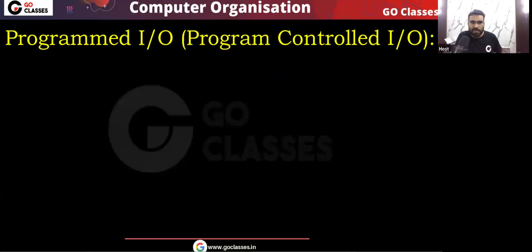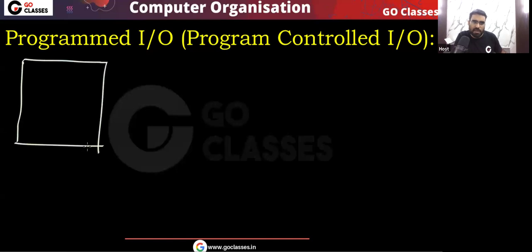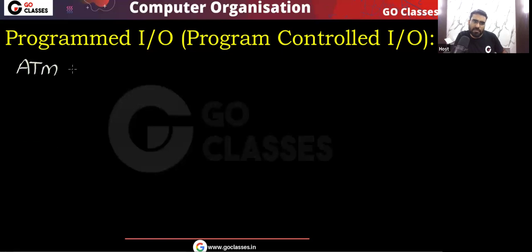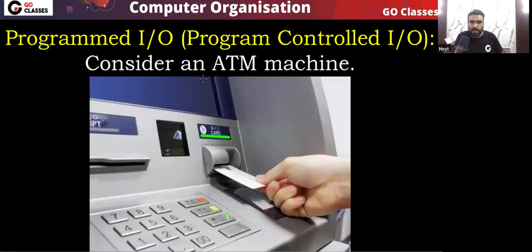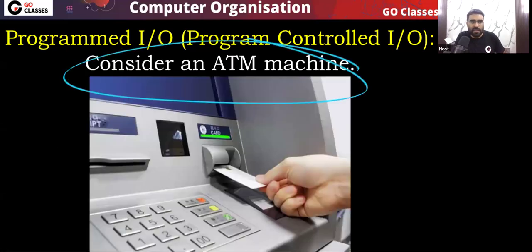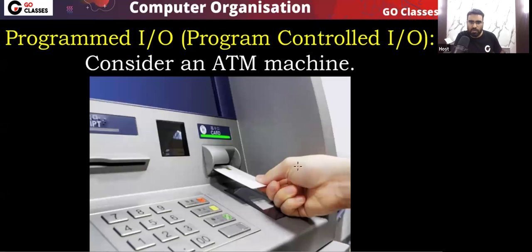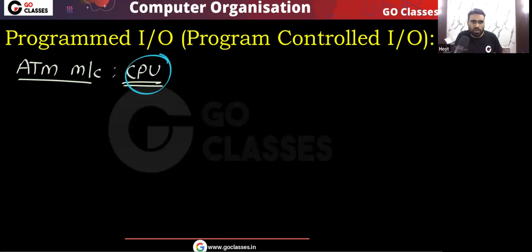Now let's take the ATM machine example. In this example, the ATM machine is your CPU. Is this clear? So who is the CPU? The ATM machine. Remember, I am taking a new example. Let's assume you want money from the ATM machine. This ATM machine is your CPU.